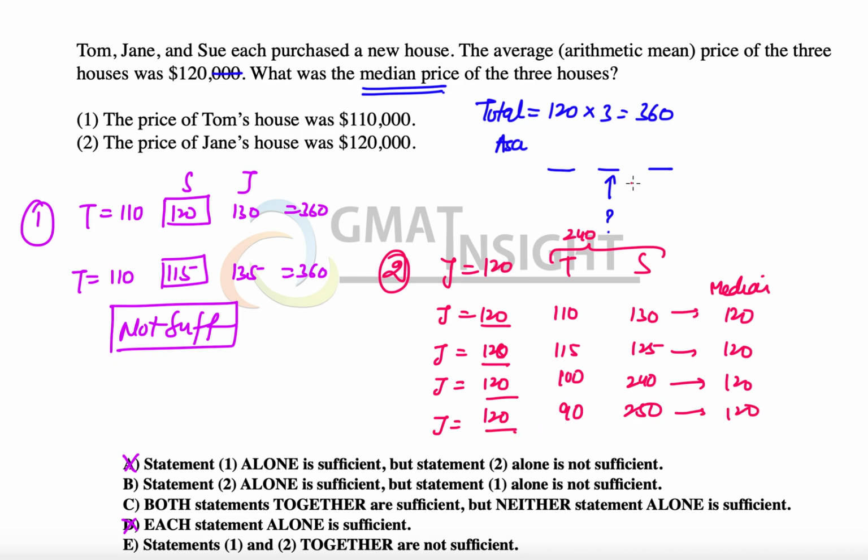It's a simple distribution: now one price is fixed in the second statement, that is 120. If one price is greater than 120, then the other price will be less than 120, because the sum of the remaining two is 240. Therefore, the median will always remain at 120, and the three prices will always be in arithmetic progression in a way. So since the median is always fixed at 120, we have a unique answer to the question.